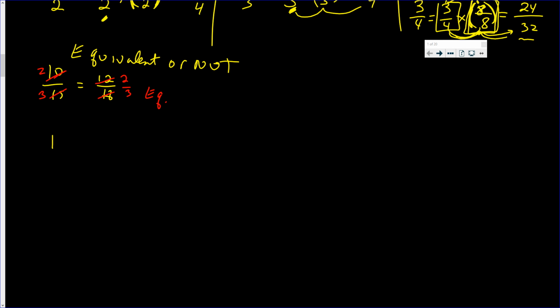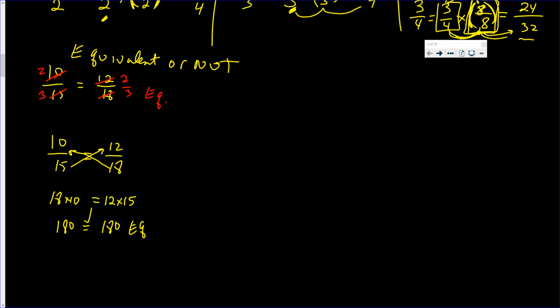Another way of doing it is, if you have 10 over 15 equal to 12 over 18, you can multiply those two numbers and multiply those two numbers. 18 times 10, does it equal 12 times 15? Well, the left side is 180, and the right side, yeah, it's 180. So yes, they are equivalent, because they're equal.